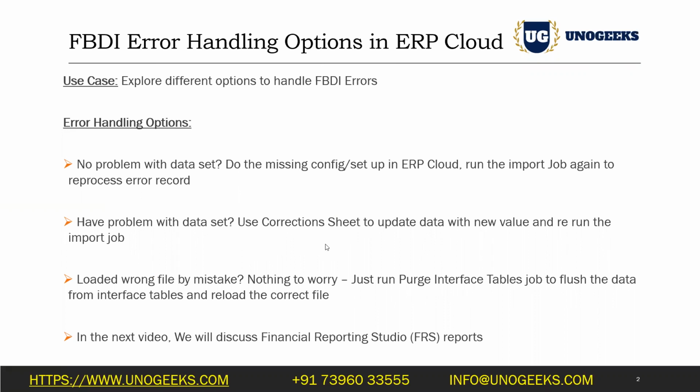Okay, and I don't want to make this video really long. So we have got one more option to deal with FBDI errors. What if you have loaded the wrong file by mistake, or what if you have a lot of corrections to make, which is manually not feasible? The amount of effort it takes to make the corrections in the correction sheet is much more than wiping out the entire file from the interface table and reloading the file. So in case you have to wipe out the data set from the interface table and reload a fresh file, how do you achieve it?